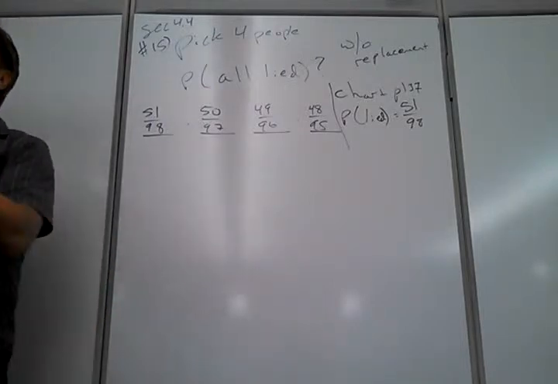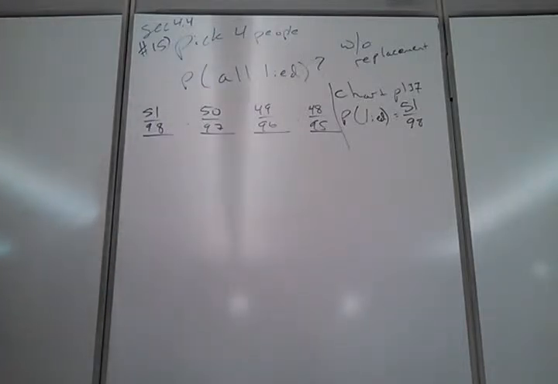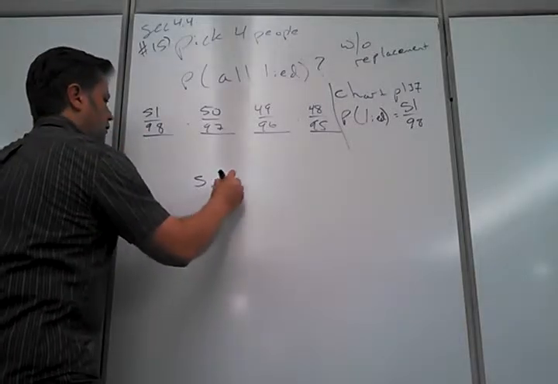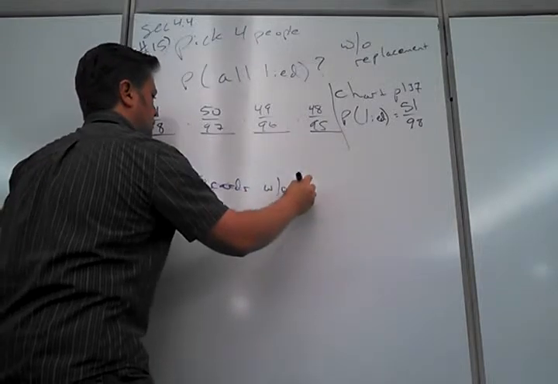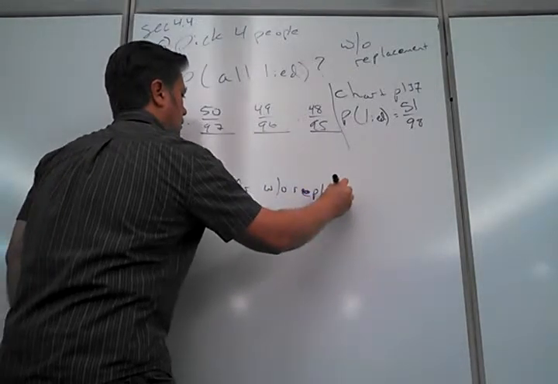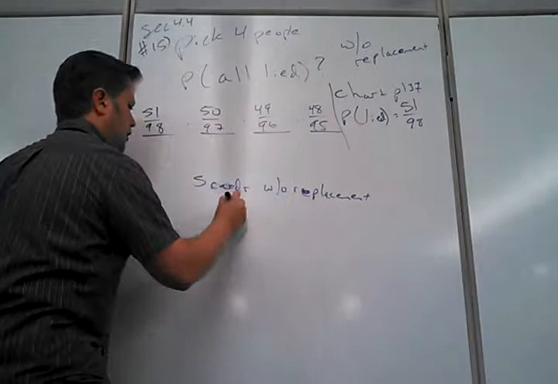So it's like if I said to you, what's the probability I pick, without replacement, four kings from a deck of cards? Let me say it like this: if I pick five cards from a deck of cards without replacement, what's the probability of getting all kings?